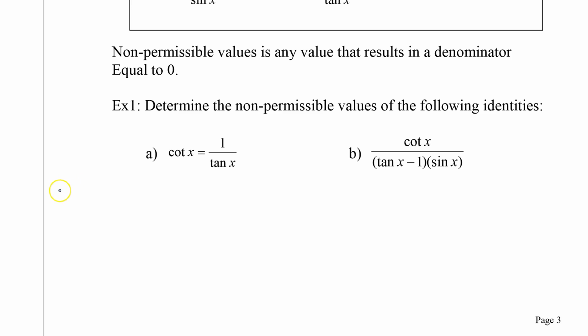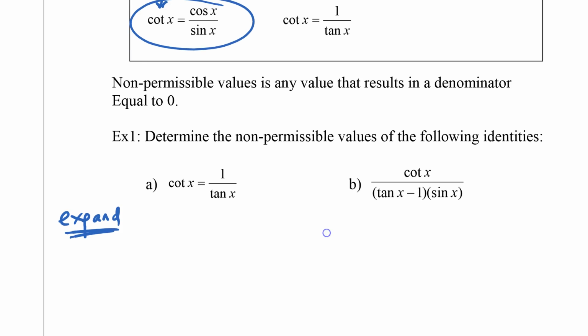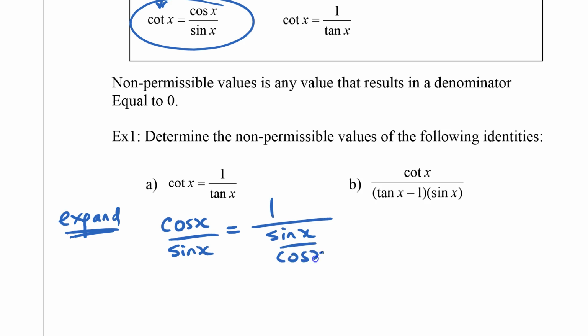Well, really the first step in doing this is we want to expand it. So what is the cotan of x? If we forget, we can just look over here, and cotan is equal to cos over sine. So I'll rewrite that part. I'll say cos of x over the sine of x is equal to 1 over, and then I'm also going to expand tan. So tan is equal to the sine of x over the cos of x.